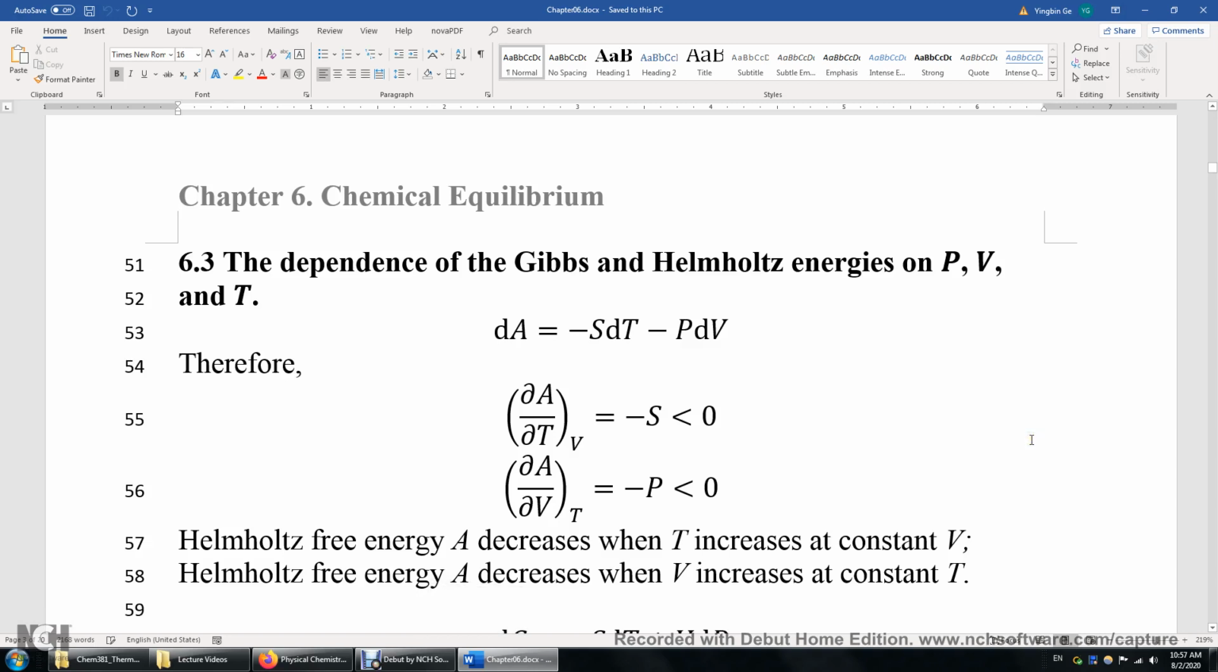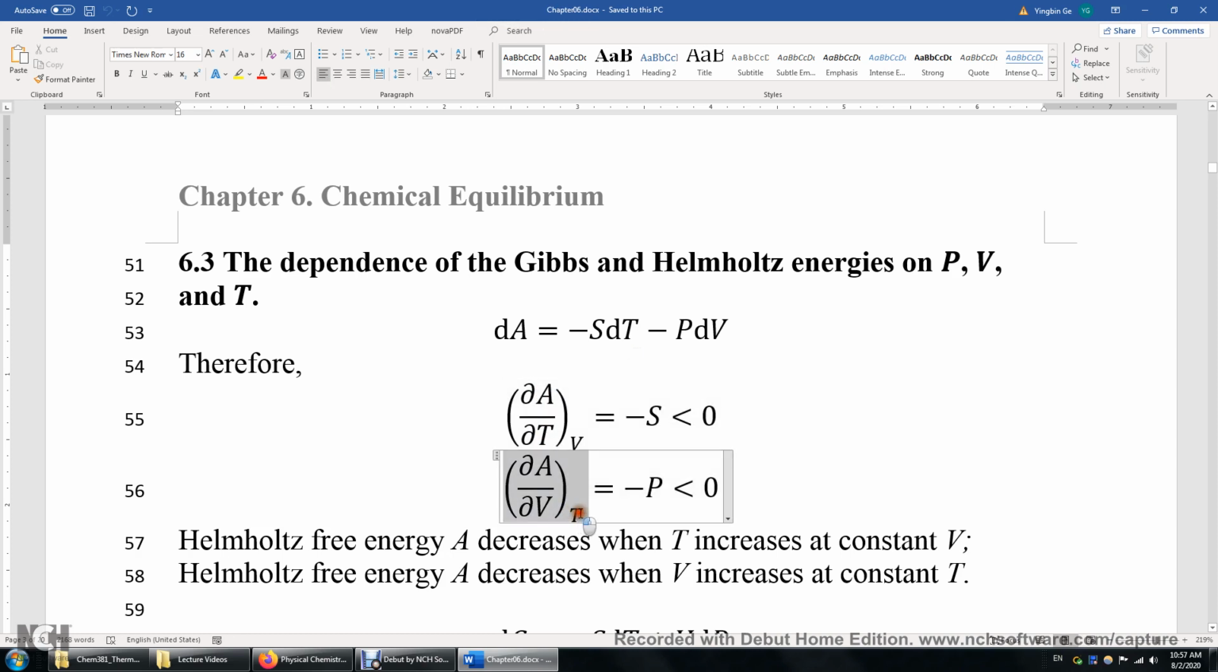Section 6.3. The dependence of the Gibbs and Helmholtz energies on P, V, and T. First, Helmholtz energy. dA equals negative S dT minus P dV. When the volume is constant, dA over dT is negative S, and entropy is always greater than 0. Therefore, when temperature goes up, the Helmholtz energy decreases.